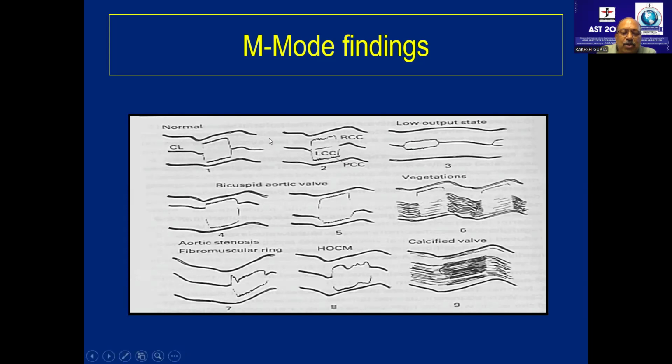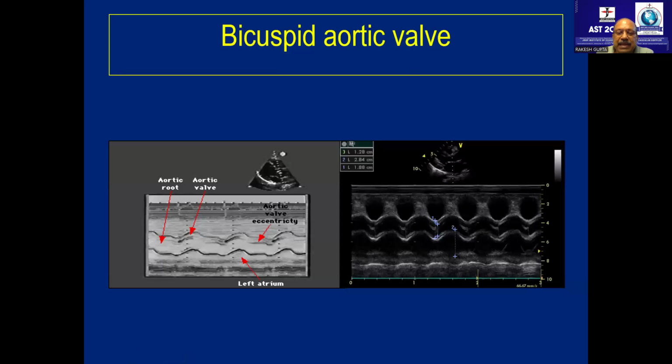So at your level, don't remember anything. Either you look at this box is small: low cardiac output state. Is the closure line eccentric: bicuspid aortic valve. And here is an example of a bicuspid aortic valve. Look, the eccentric line, it is not in the center.